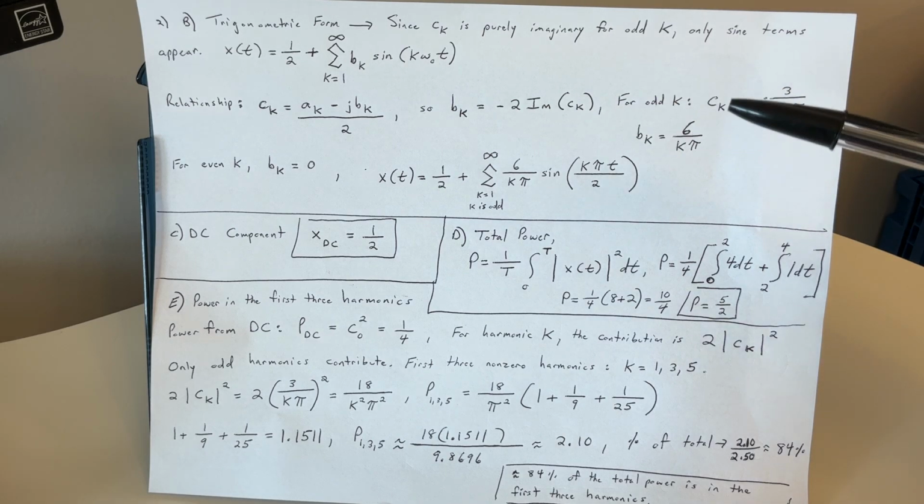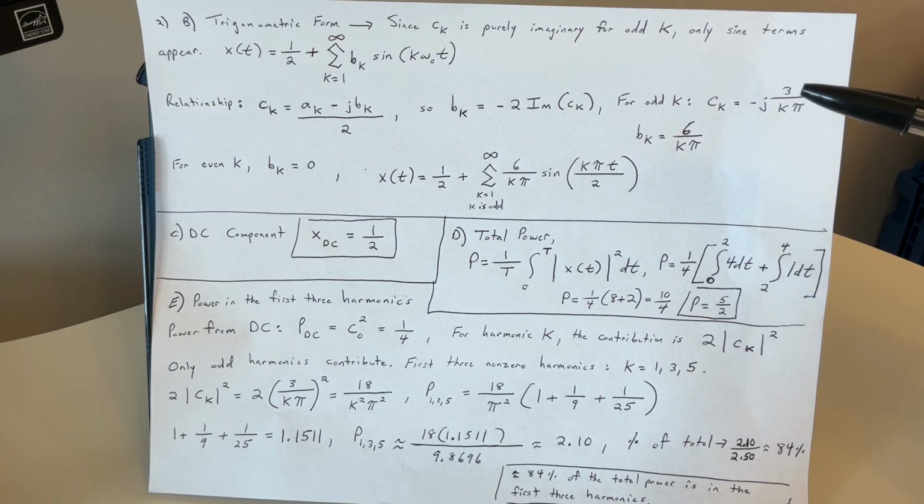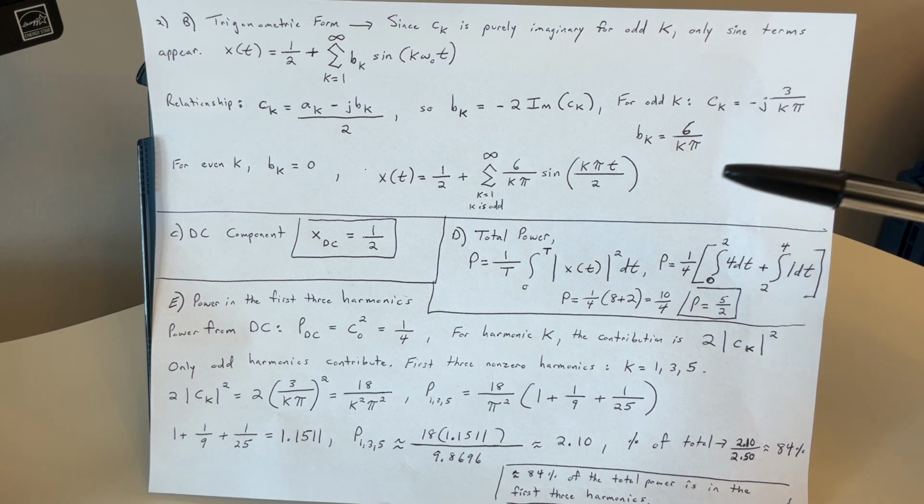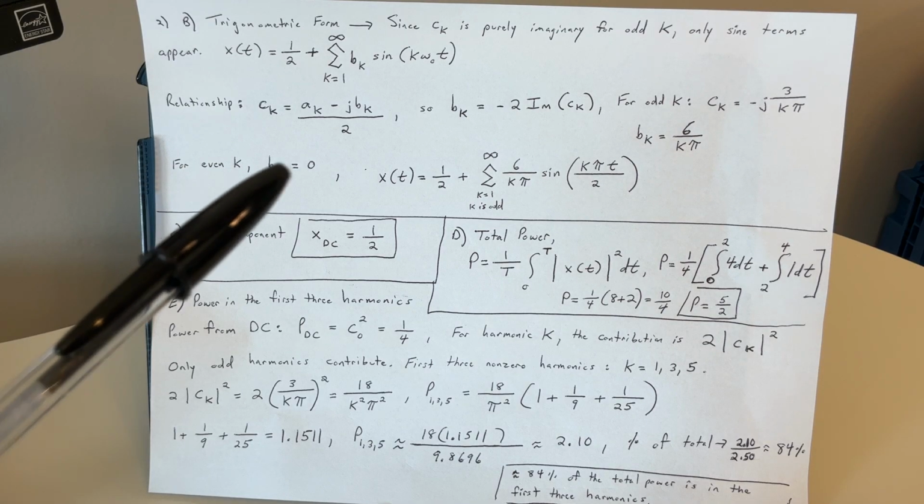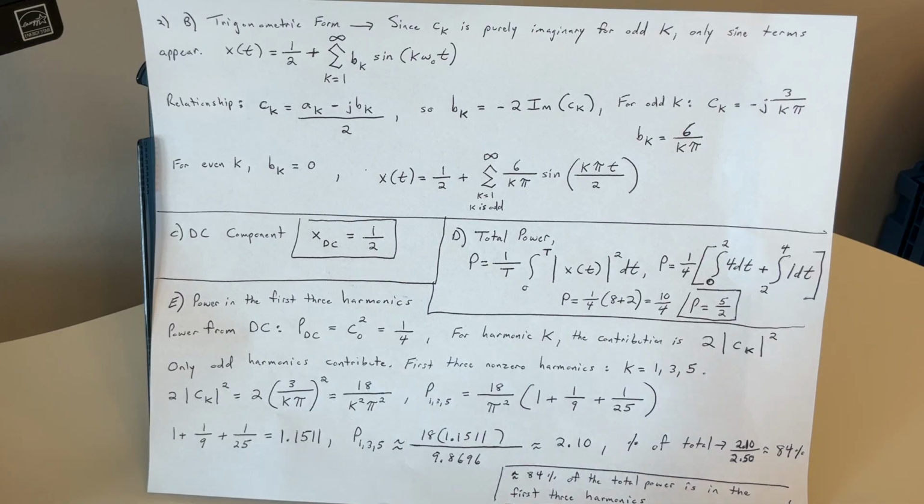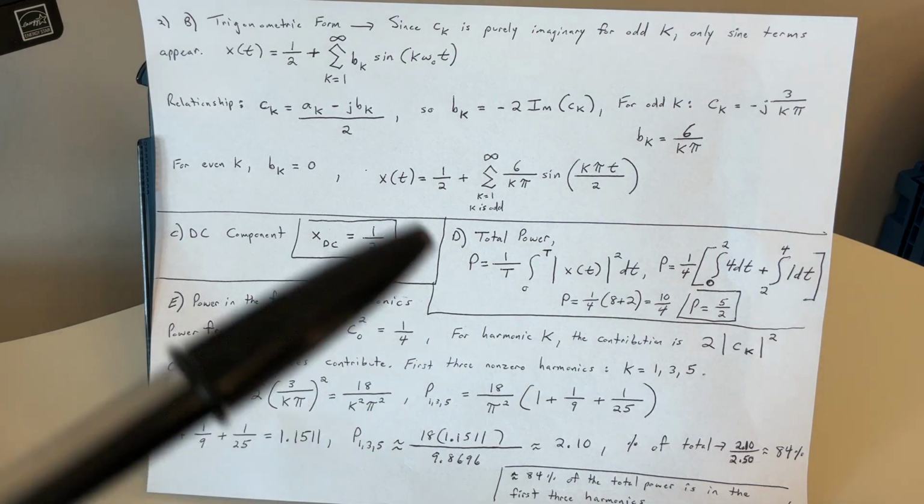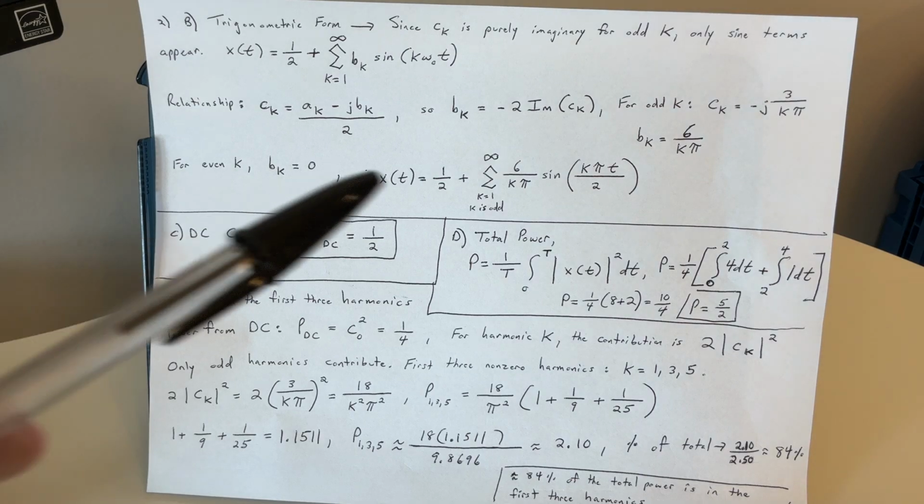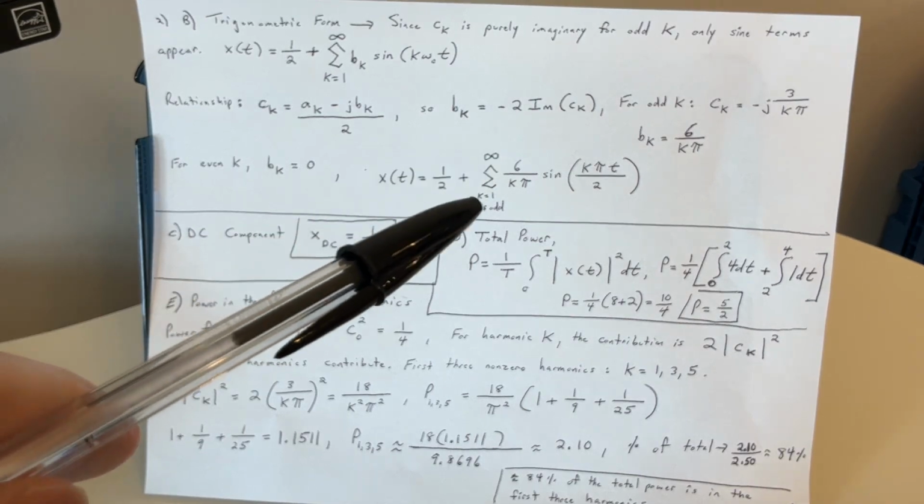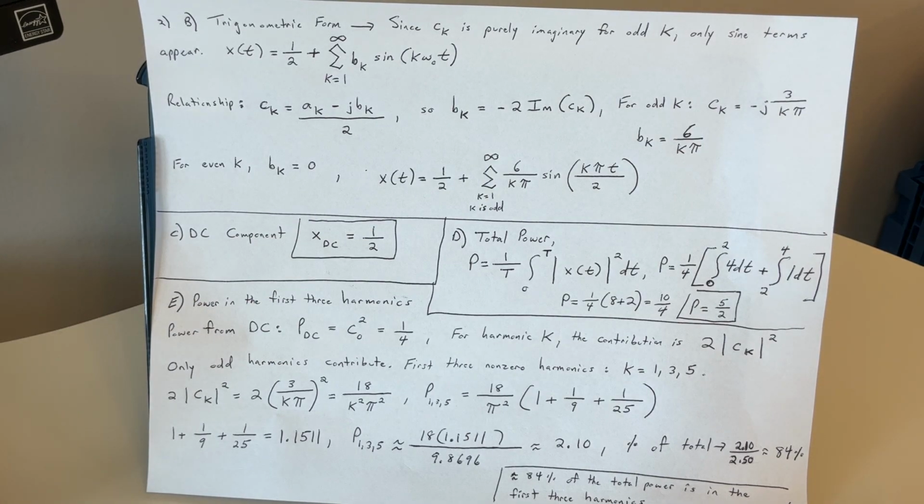For odd k, c sub k is -j times 3 over k pi. So b sub k is 6 over k pi. For even k, b sub k equals 0. And x of t equals 1/2 plus the summation, k equals 1 to infinity, where k is odd, of 6 over k pi sine of k pi t over 2.